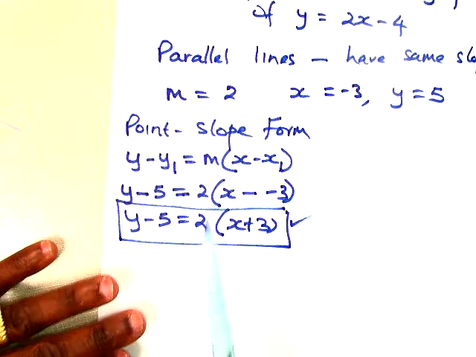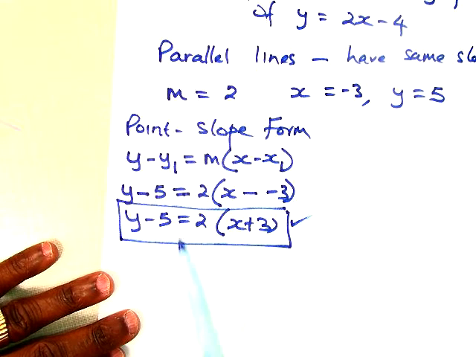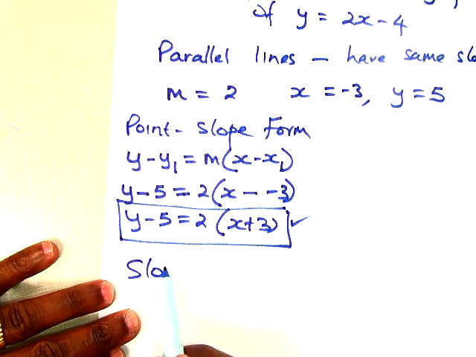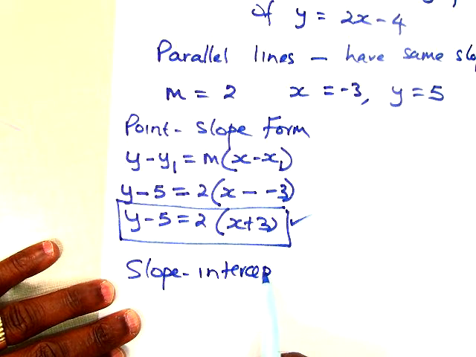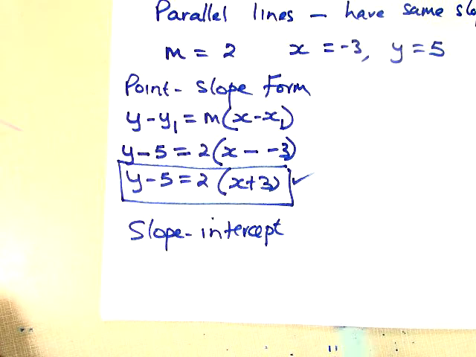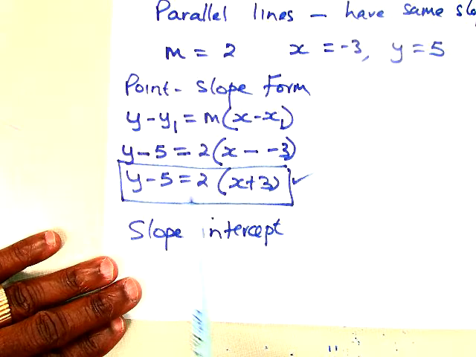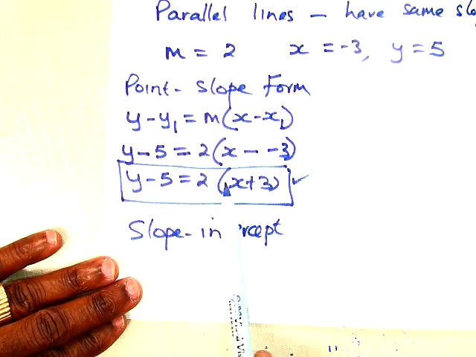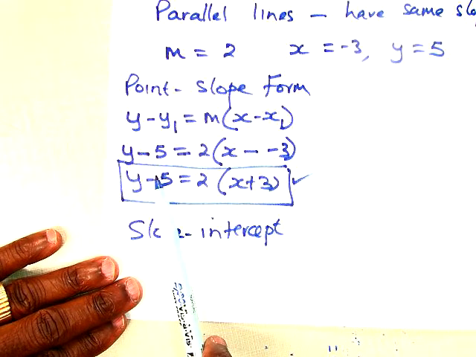We can, however, convert this to slope-intercept form. So let's go another step further. Slope-intercept form. Remember, for slope-intercept form, we want y to be by itself on one side. So what I'm going to do, two things. I'm going to distribute the 2 on this side, and then finally after that, I'm going to add 5 to both sides of the equation.